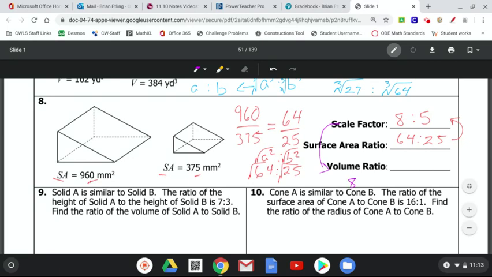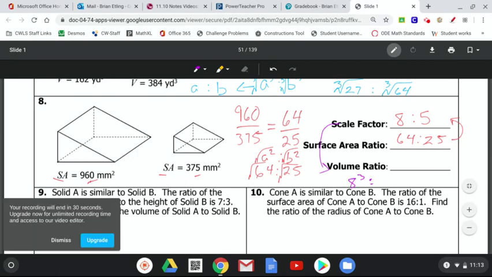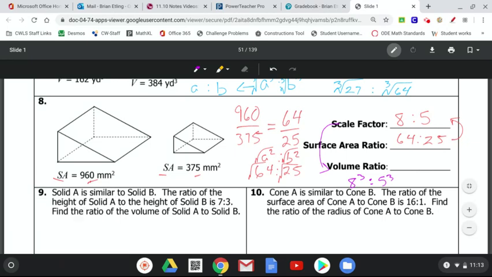Now we can go and we can find the volume ratio. So that's just going to be 8 cubed to 5 cubed. So 8 cubed is going to give us 512. And then 5 cubed is going to be 125. So just to recap, we reduce the fraction, find the scale factor, and then use the scale factor to find any other missing ratios. All right, guys.